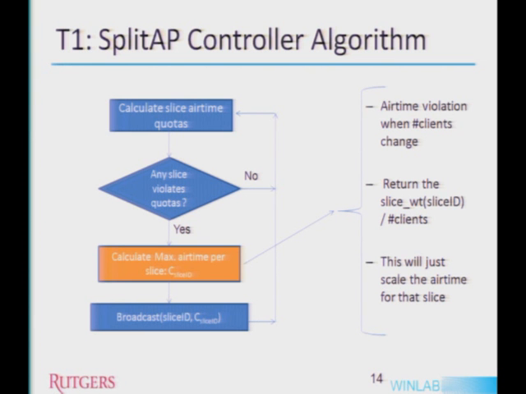This is the controller algorithm running on the access point. We are calculating the quotas per slice, figuring out if you are exceeding or below the quota for that slice. And then we basically have a block where you can calculate the maximum fraction of airtime. So we calculate how much quota each client can take. And this is a pluggable model, so you can plug in any kind of algorithm over here.